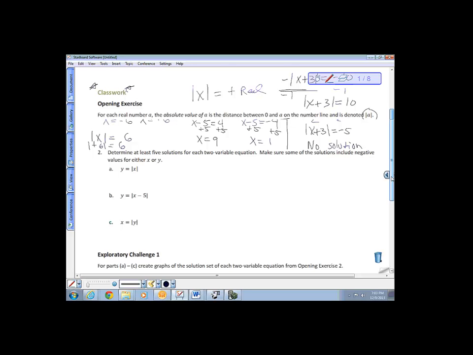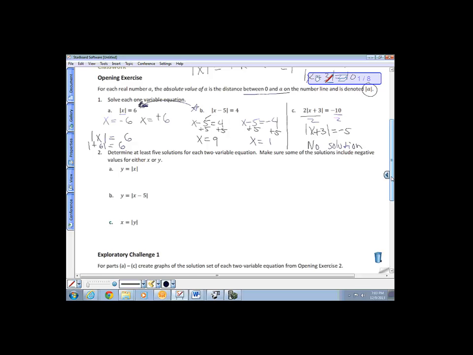Determine at least 5 solutions for each 2-variable equation. Make sure some of the solutions include negative values for either x or y. So we're going to go pretty quick here. Some solutions for this, we'll call it x and y. We can go -1, 0, 1 for this guy. And that's, of course, the absolute value of -1. If I was doing this, y equals absolute value of -1. So then y would equal 1, of course, because 1 equals absolute value of -1.